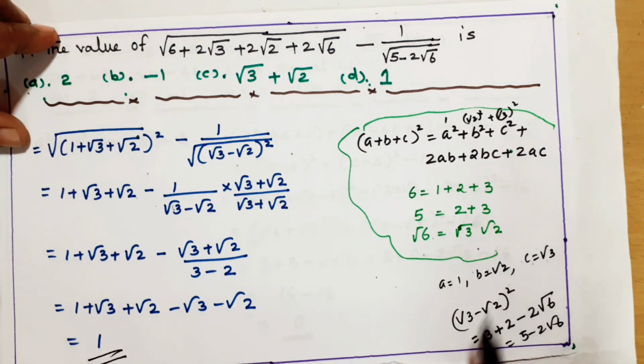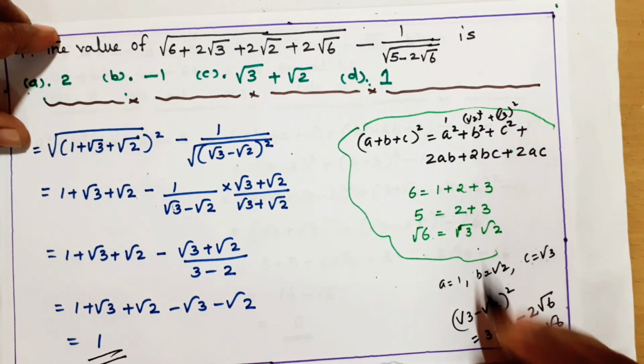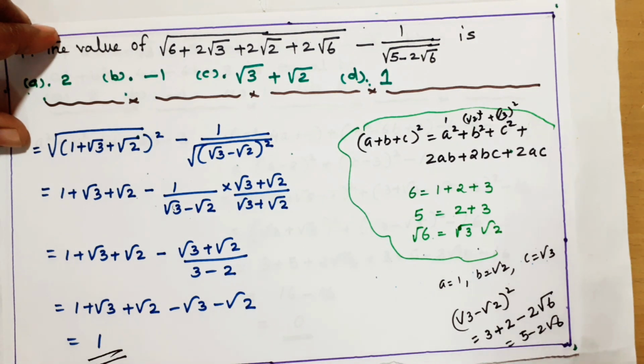So I just took these numbers as root 3 and root 2. So root 3 minus root 2 the whole square I did. So it is root 3 square plus root 2 square. It is 3 plus 2. We are getting 5. The next number is 2ab.